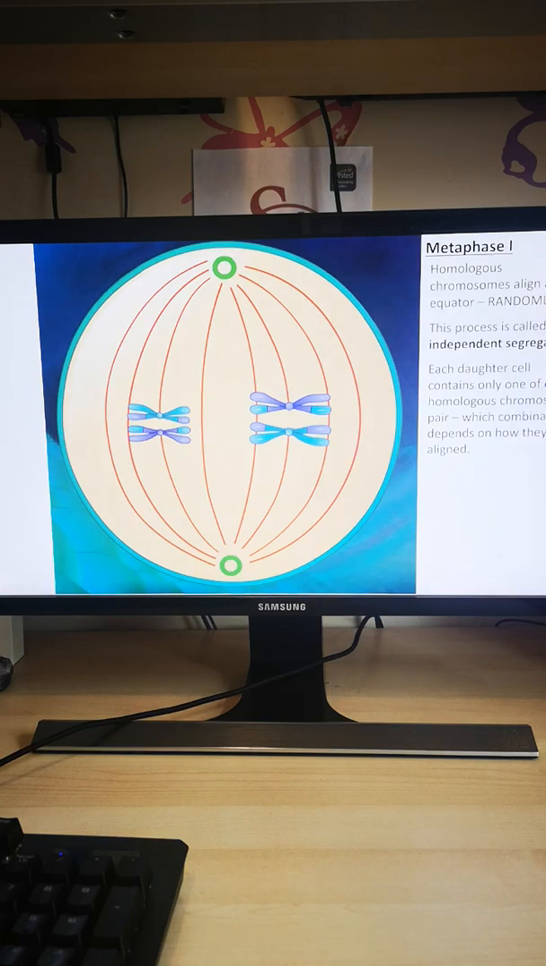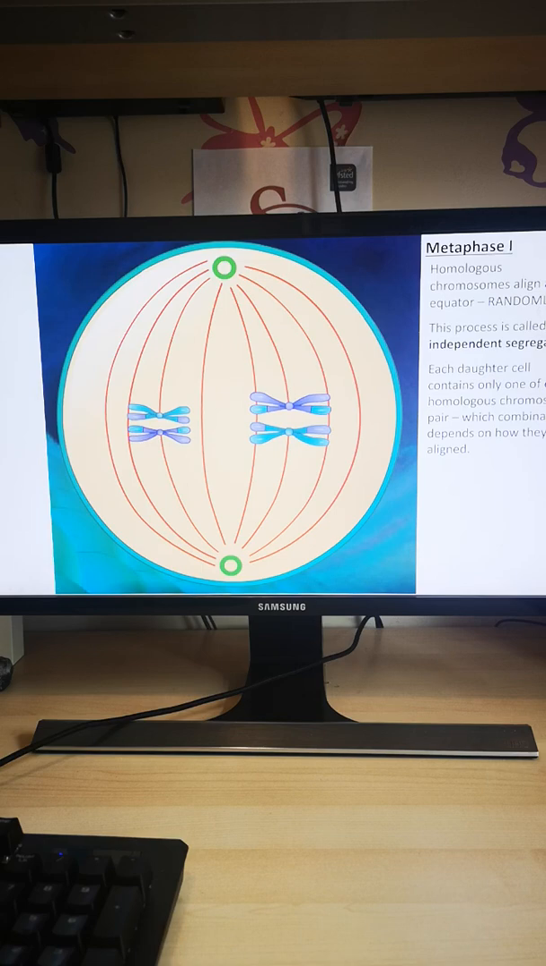Once that's over, the homologous chromosomes align on the equator. Now, they don't do this in single file in meiosis. They do this in the homologous chromosome pairs. So they sit next to each other on the equator with a spindle attached to their centromere. Which side they take of the equator is random.